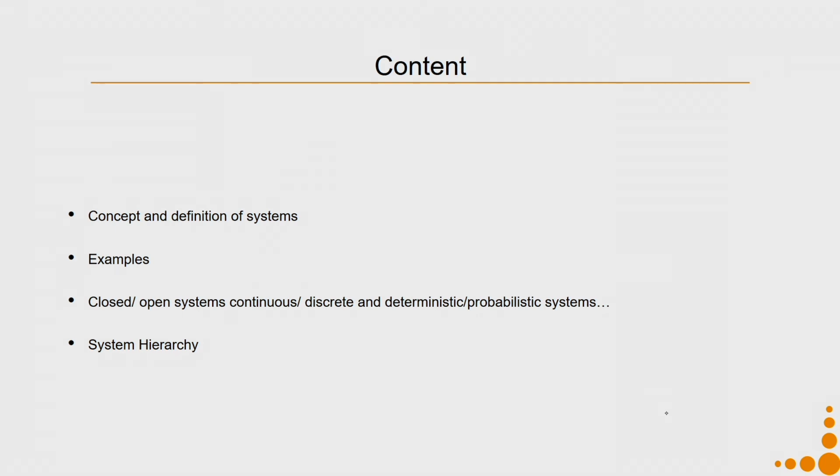What we will cover in this particular lecture is the concepts and definition of systems. Then we will see certain examples to understand more about systems. Then we will look into different types of systems, like closed or open systems, continuous, discrete systems, deterministic, probabilistic systems, and so on. Then we will look at system hierarchy, and finally we will try to understand how to make a systems map so that we can get this systems approach to design. So, let us go ahead.